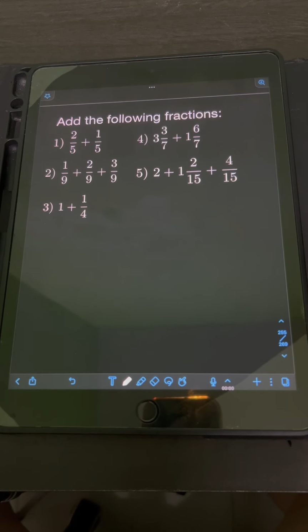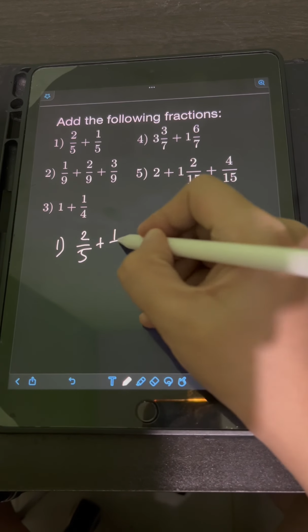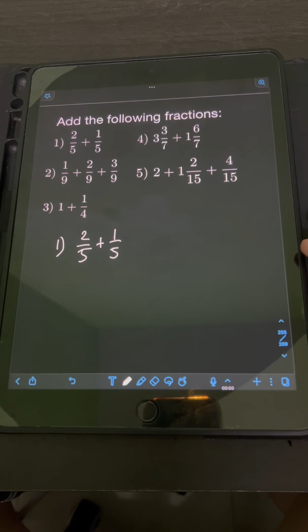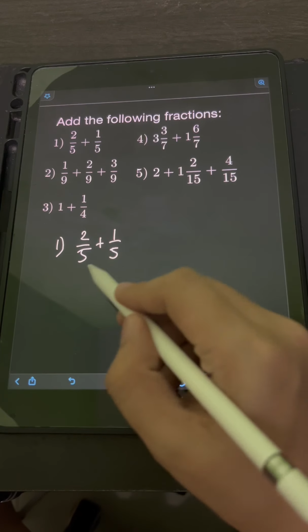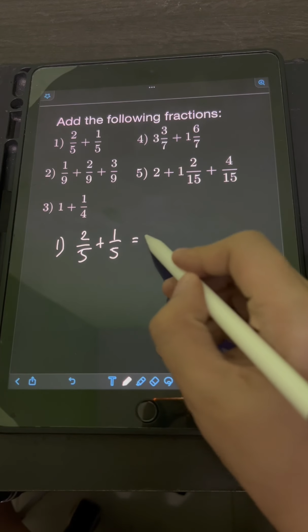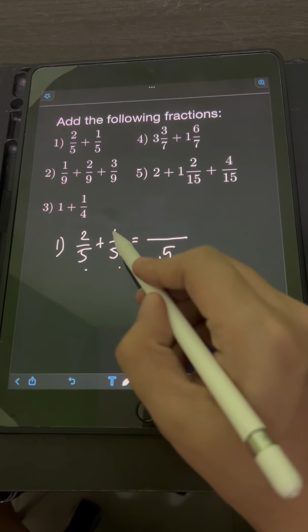Let's try to solve these problems. Add the following fractions. So let's start with 1. 2/5 plus 1/5. When we are adding similar fractions, meaning having the same denominator, in this problem they have the same denominator of 5. What we will do is just copy the same denominator of 5 and then add the numerator.